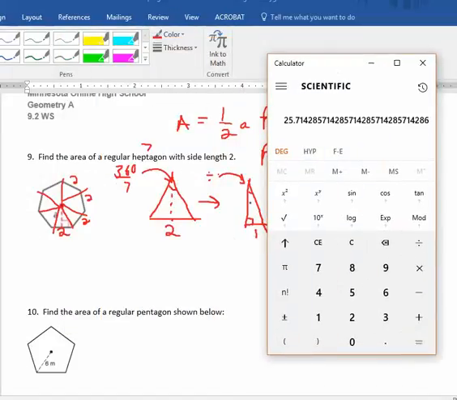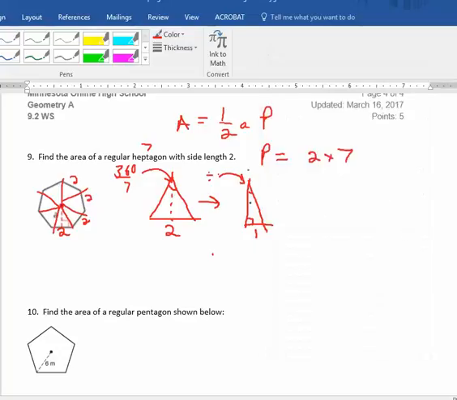So that angle that I'm looking for is 25.71 degrees. Now I can use trigonometry to find my apothem. Remember how we did this before? We used the tangent. We said that the tangent of 25.71 will be equal to the opposite side over the apothem. And I can finish this to find the apothem.